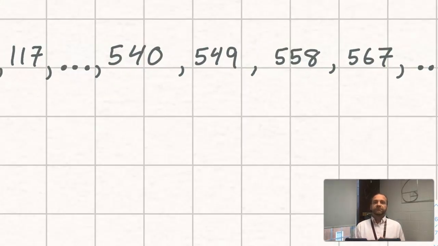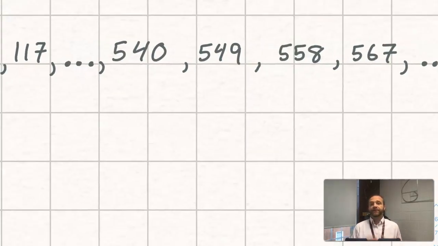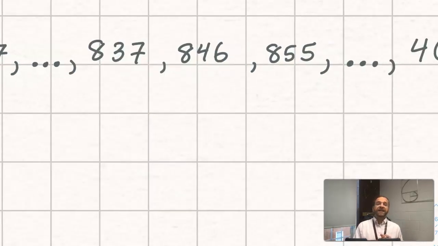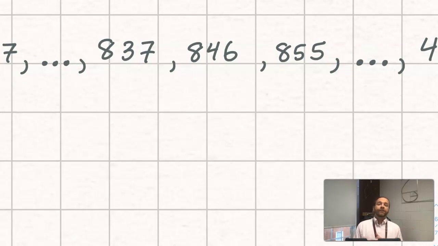Even the bigger it gets, 567. 5 plus 6 is 11, plus 7 is 18. Therefore, 567 is divisible by 9 because the sum is 18, or 9 is a factor of 567. What if we get bigger? 855. Wow. How am I supposed to know? Well, 8 plus 5 plus 5 is going to be 18. 18 is divisible by 9, which means that 9 is a factor of 855.